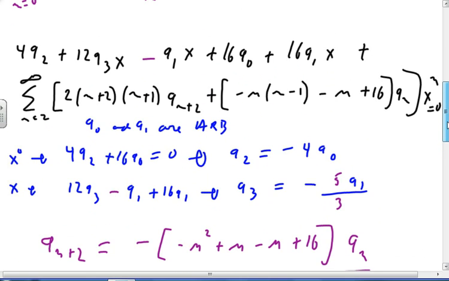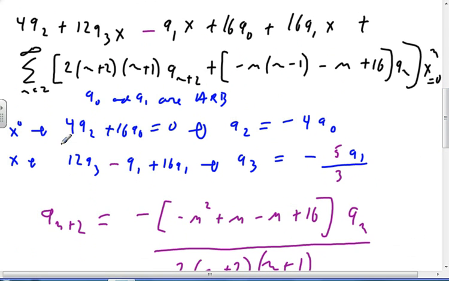Arbitrary. X0 term, 4a2, 16a0 minus 4. Okay, that looks right. 12a3, a1, 16a1. That's 15.